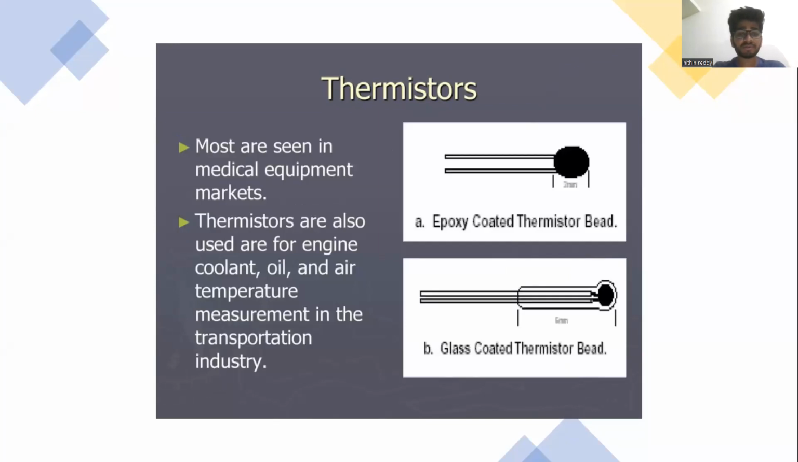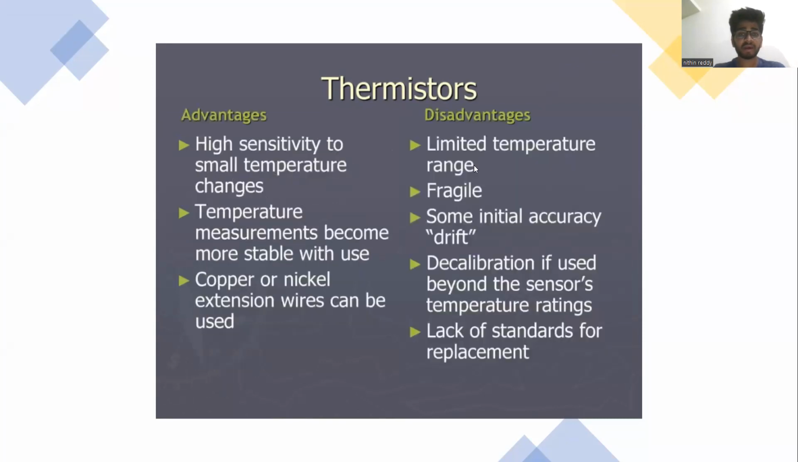Thermistors are used for engine coolant, oil, and air temperature measurement in the transportation industry. Its advantages are high sensitivity to small temperature changes. Temperature measurements become more stable with use. Copper and nickel extension wires can be used. Disadvantages: limited temperature range, fragile, some initial accuracy drift, calibration if used beyond the sensor's temperature rating, lack of standards for replacements.